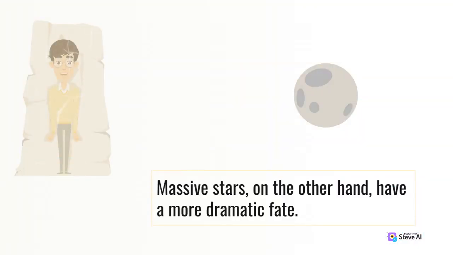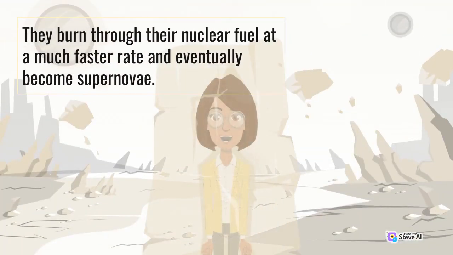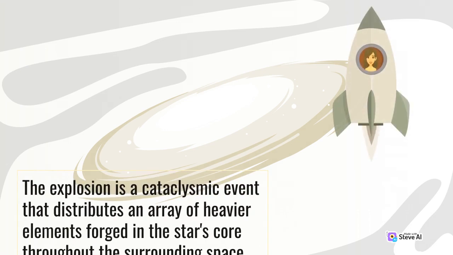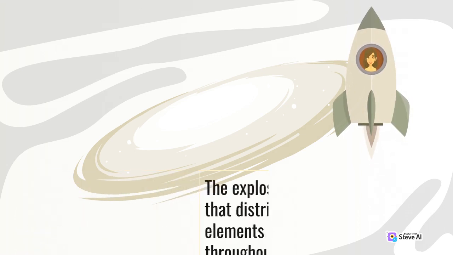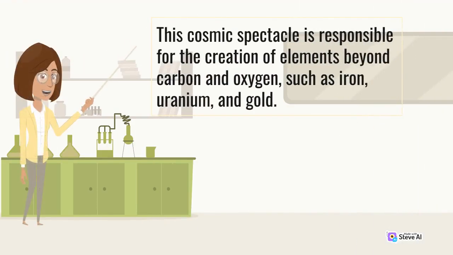Massive stars, on the other hand, have a more dramatic fate. They burn through their nuclear fuel at a much faster rate and eventually become supernovae. The explosion is a cataclysmic event that distributes an array of heavier elements forged in the star's core throughout the surrounding space. This cosmic spectacle is responsible for the creation of elements beyond carbon and oxygen, such as iron, uranium, and gold.